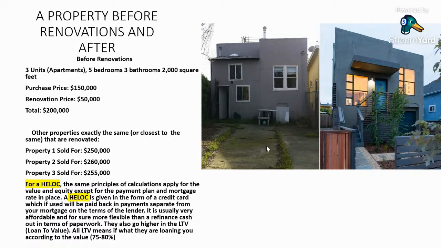And then let's say if you use a certain amount according to the calculations, okay, you have to pay $50 a month or $100 a month on that, right? Depending on what you use. But that's how a HELOC is. That's how a HELOC works, right?